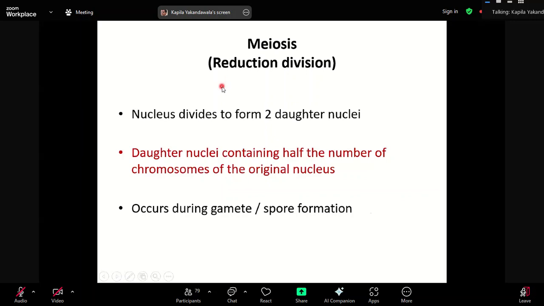Then let's look at meiosis. During that, the nucleus divides to form two daughter nuclei. And remember, the daughter nuclei contain not 2n, but half the number of chromosomes of the original nucleus. During the first meiotic division, the mother nucleus gives only half the number of chromosomes to the daughter nuclei. This happens during gamete and spore formation, during ovule and sperm formation.